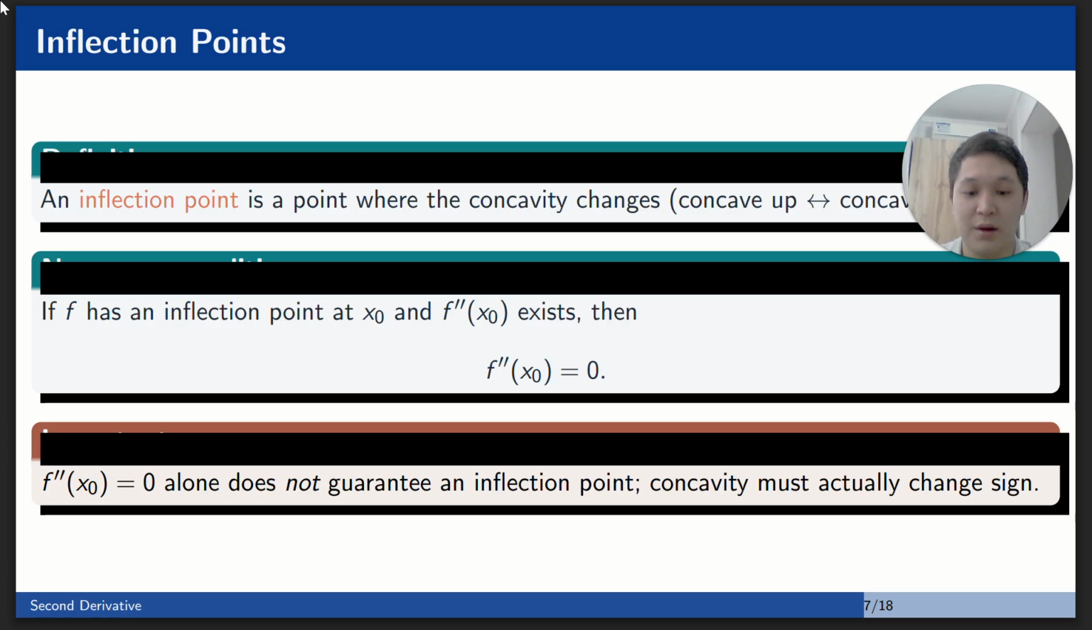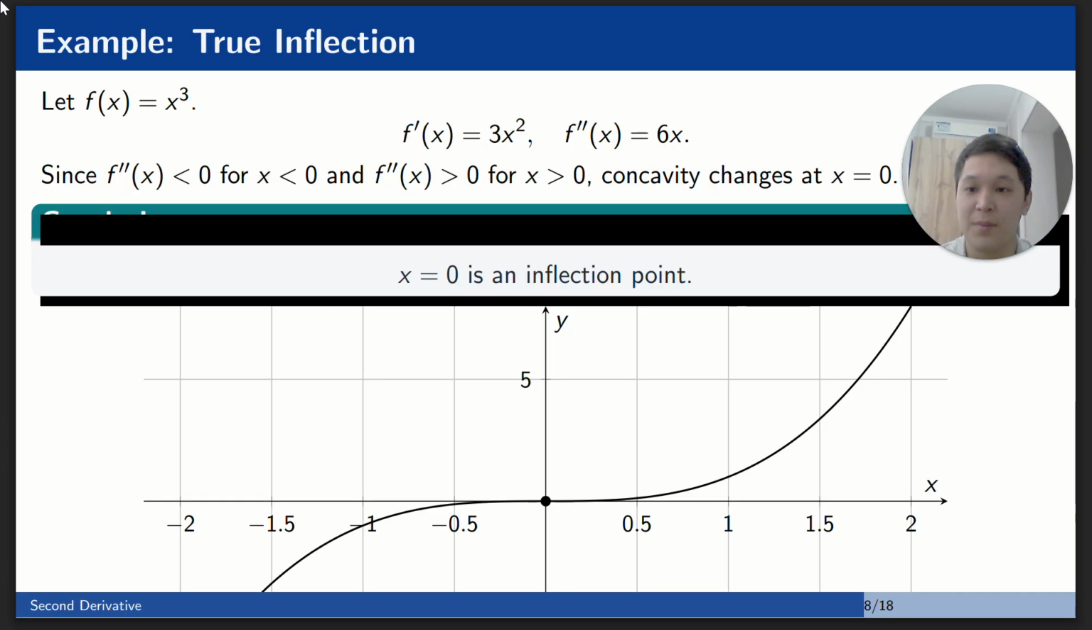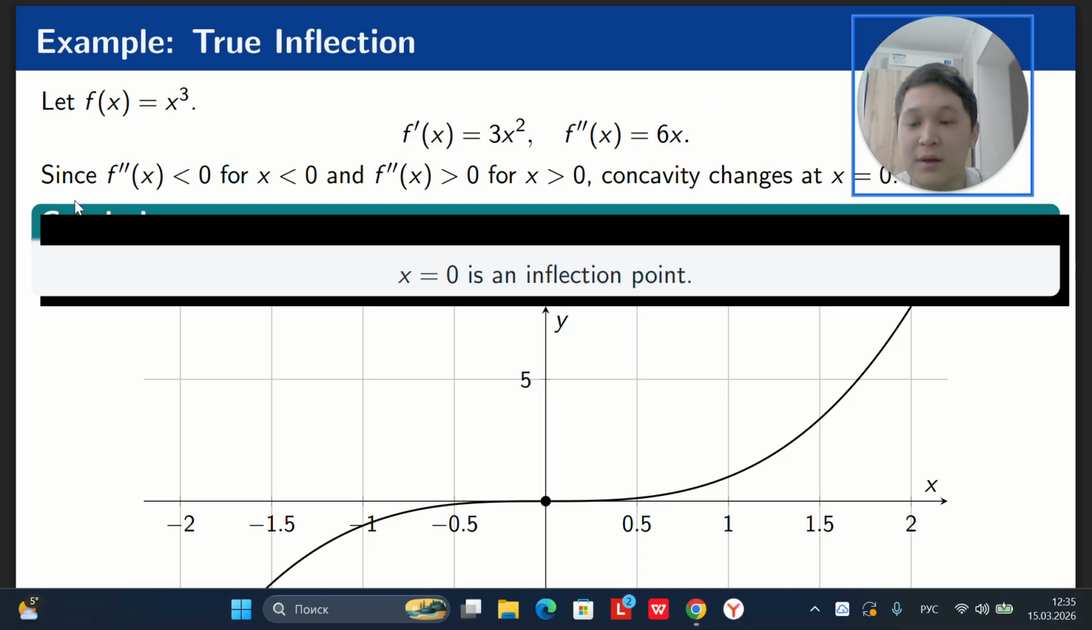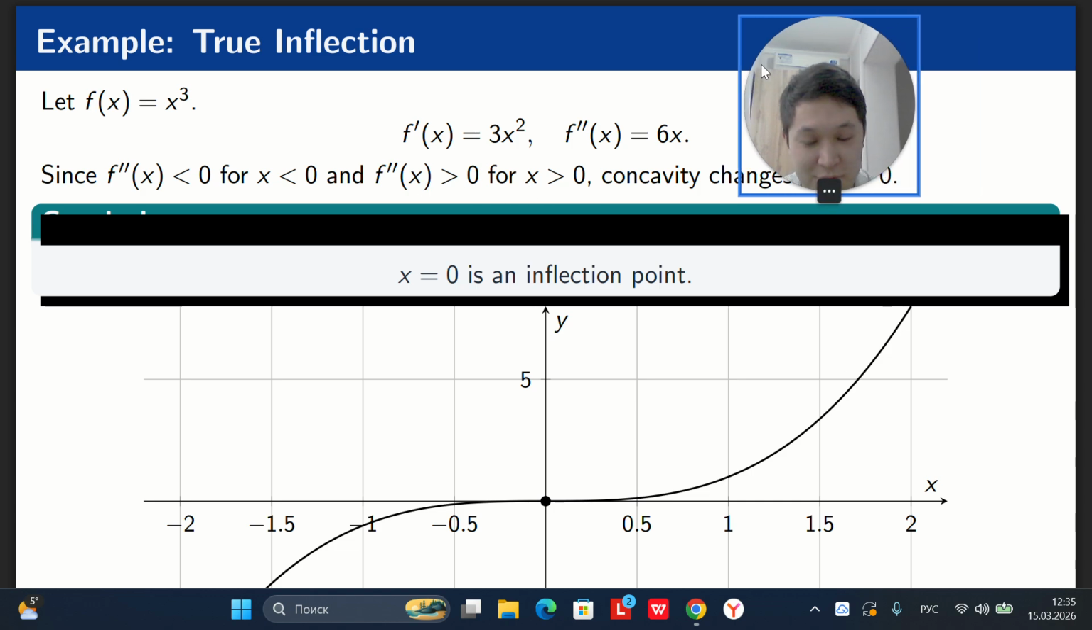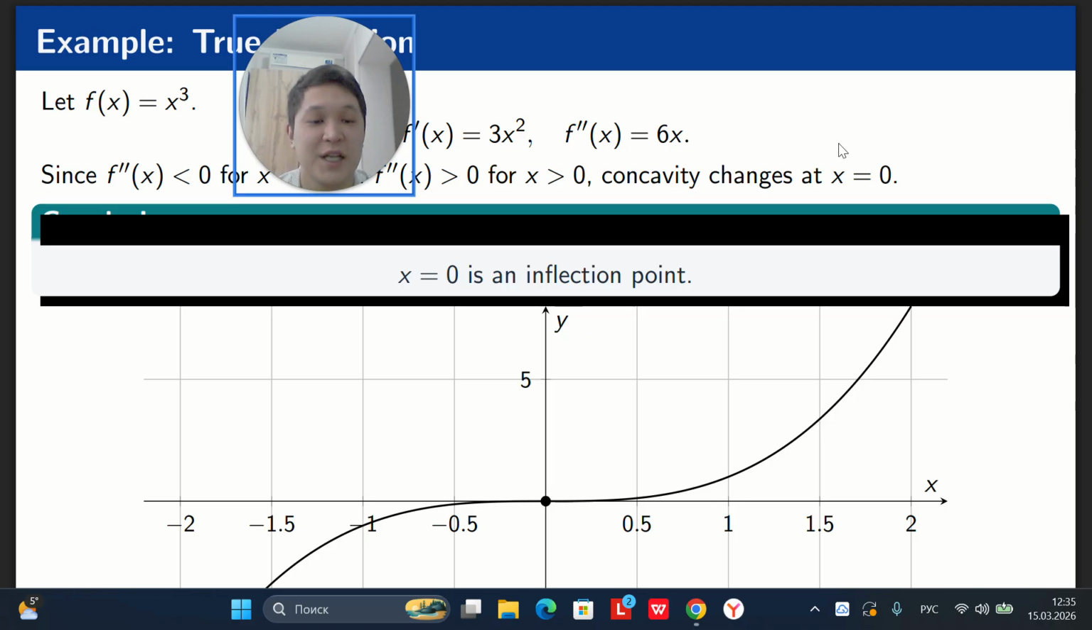As you can see here, f(x) = x cubed. The first derivative is 3x squared, the second derivative is 6x. So the second derivative is less than 0 for x less than 0, and bigger than 0 for x greater than 0, so the concavity changes at x = 0.